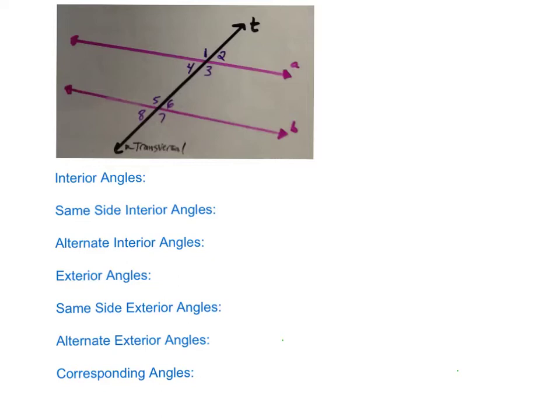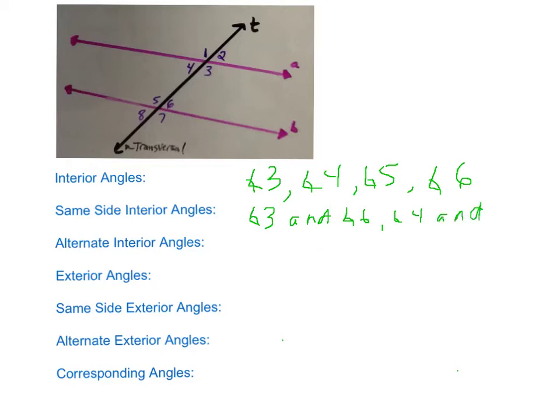If you look at the interior angles, interior means you look at the two lines that are not the transversal. So lines A and B. What angles are in between lines A and B? That would be angle 3, angle 4, angle 5, and angle 6. Of those interior angles, which ones are on the same side of the transversal? Well, that would be angle 3 and angle 6. So that's a pair of angles. And the other pair is going to be angle 4 and angle 5. Those are same side interior.